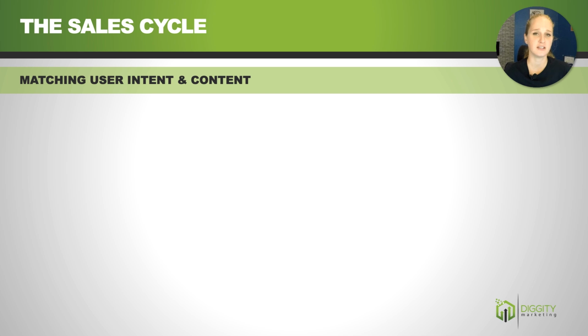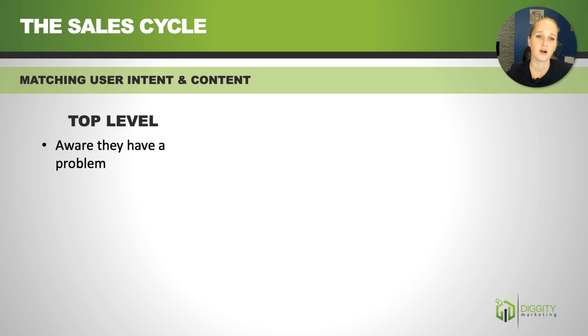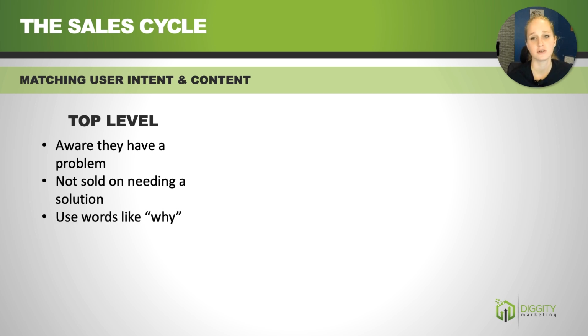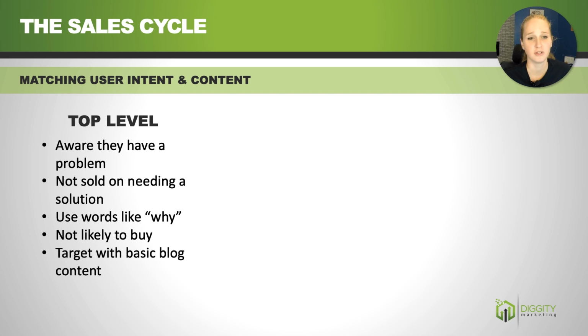Now, everybody has seen those funnels where it shows where people are in the sales cycle, and I like to break it down into 3 core sections. The first is people who are at the top level. These are people that are aware that they have a problem, but they're not necessarily sold on the idea of needing a solution to that. So these are people who are going to be using words like why when they're searching for something, and these people are not likely to buy. The best way to target these people is with just basic blog content, answer their question.